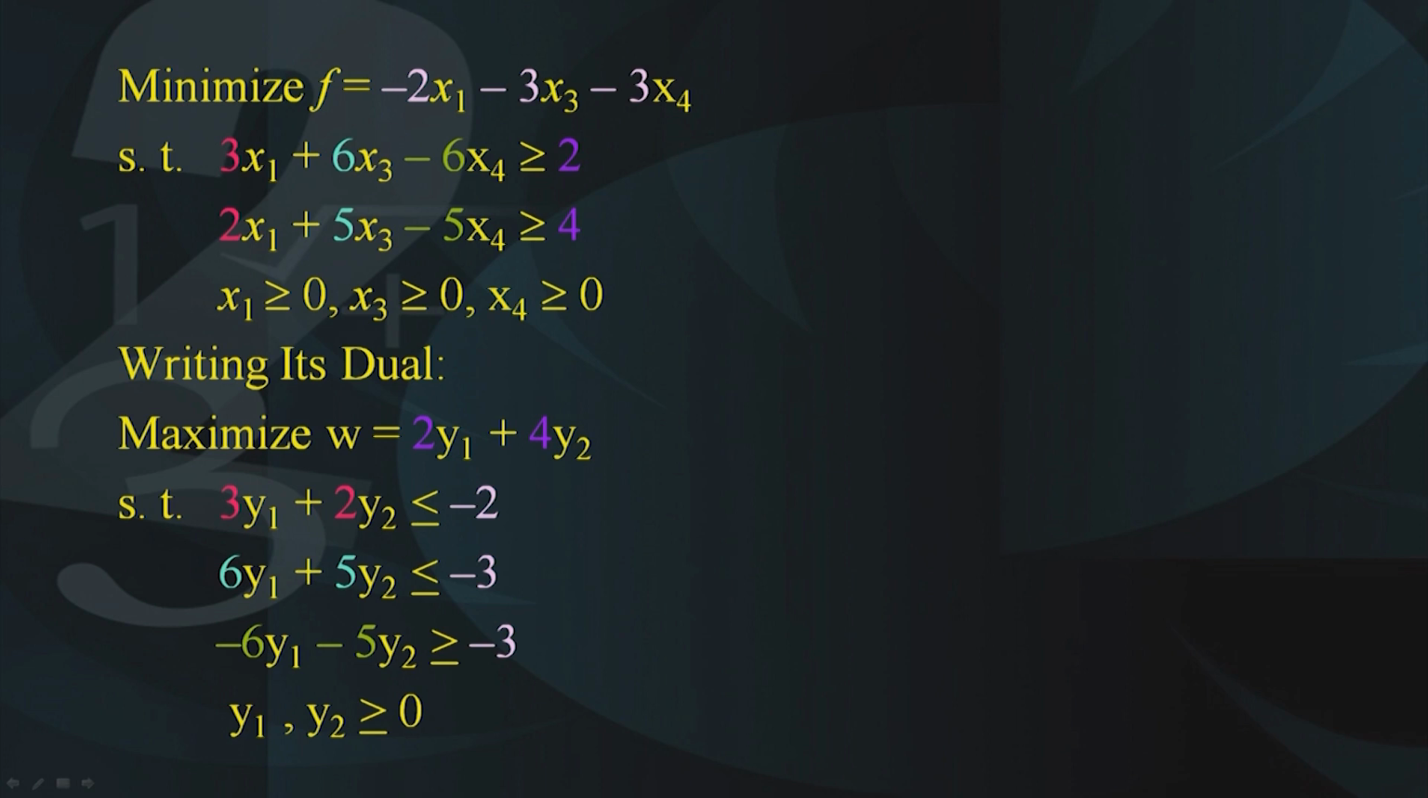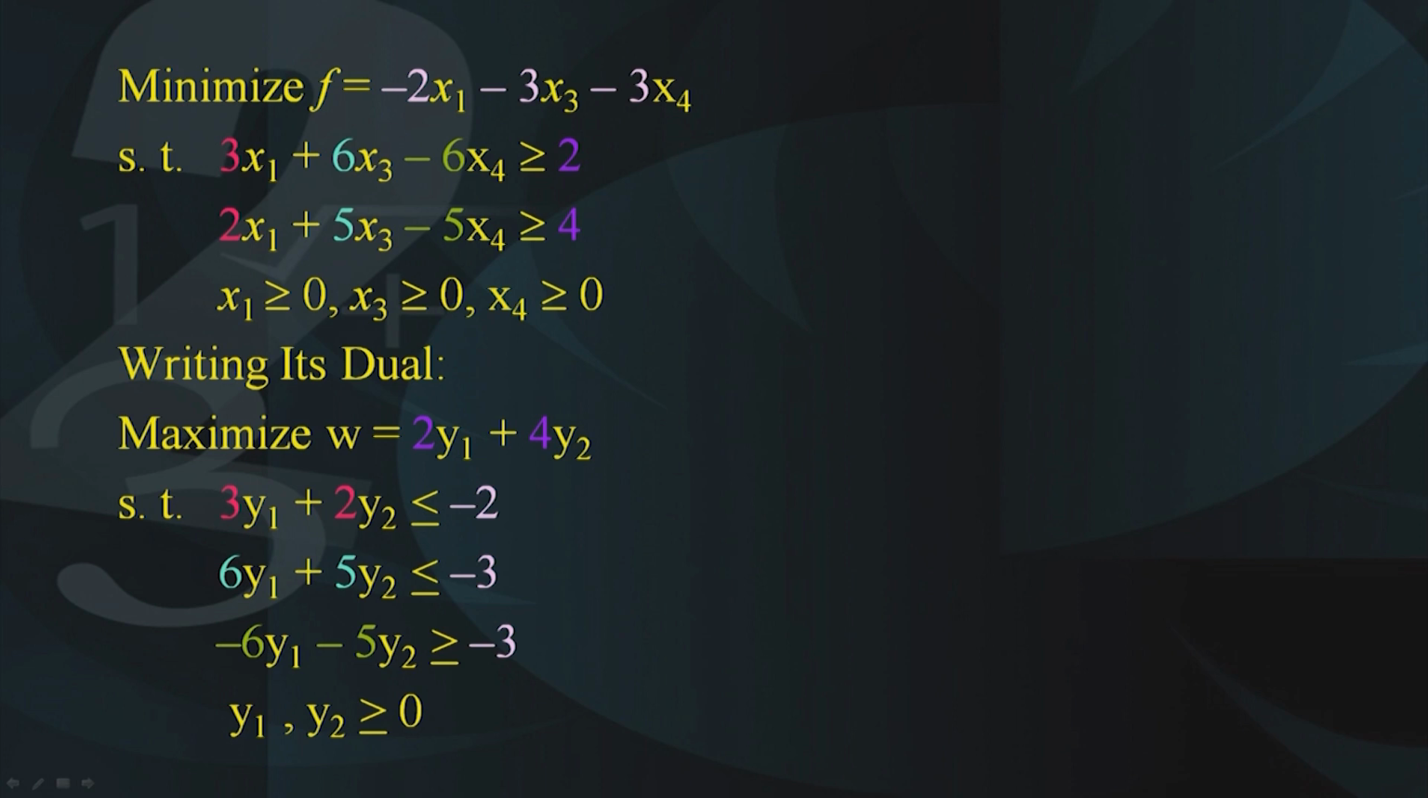We get minimization of minus 2x1 minus 3x3 minus 3x4 subject to the conditions, where again we have substituted x3 minus x4 in place of x2. This has to be done in the entire problem, and of course, we have to make sure that x1, x3 and x4 are all greater than or equal to 0. Now, this is the primal in the standard form. Now, we are ready to write its dual.